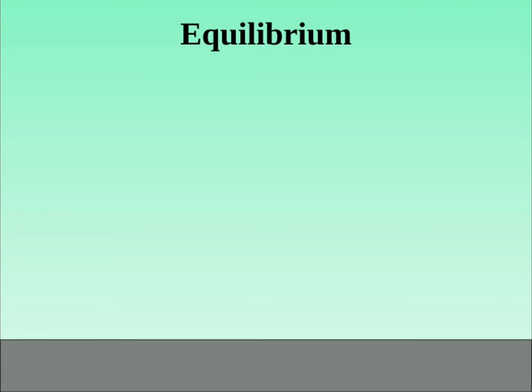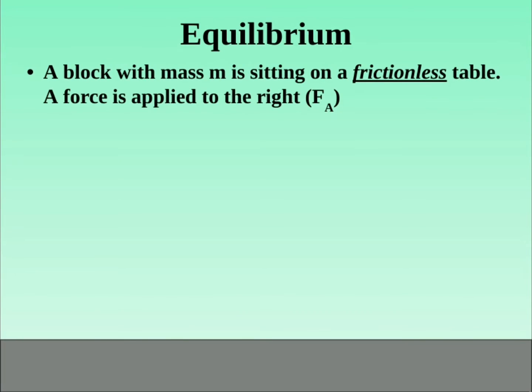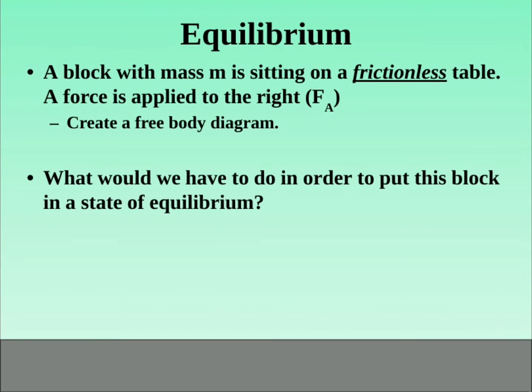Now let's talk about equilibrium. So a block with mass m is sitting on a frictionless table. Force is applied to the right, Fa. So the first thing we'll want to do is create a free body diagram. What would we have to do in order to put this block back in a state of equilibrium?